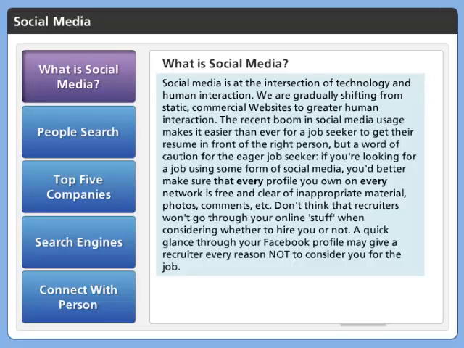If you are looking for a job using some form of social media, you better make sure that every profile you own on every network is free and clear of inappropriate materials, photos, comments, etc. Don't think that recruiters won't go through your online stuff when considering whether to hire you or not. A quick glance through your Facebook profile may give the recruiter every reason not to consider you for the job.